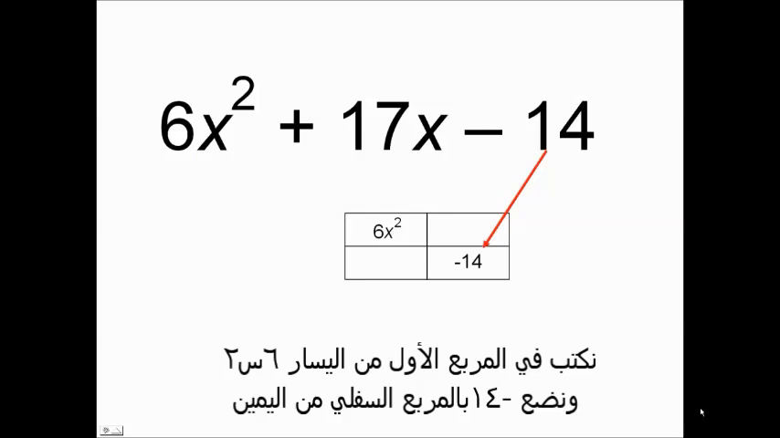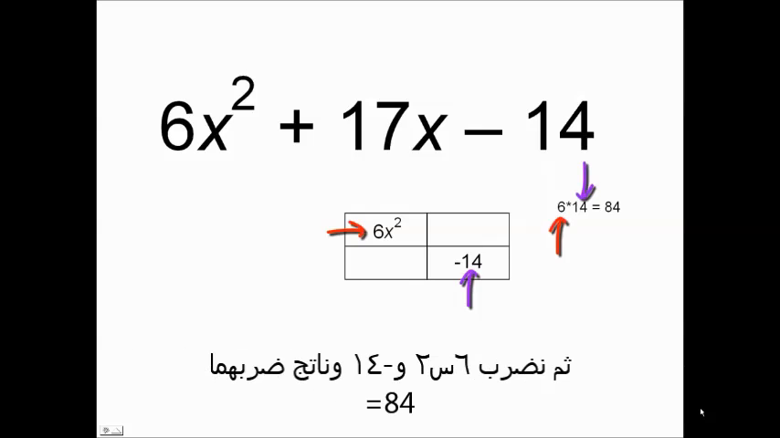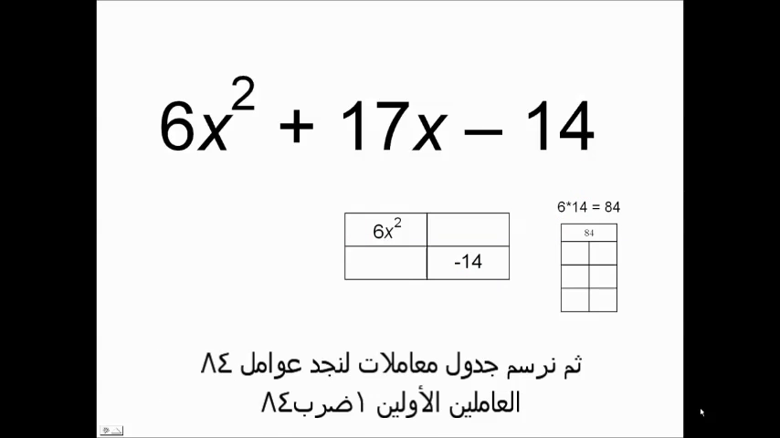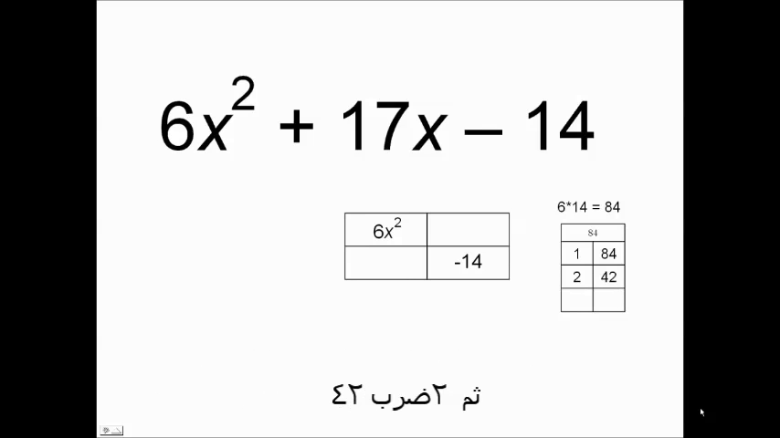We put the negative 14 in the second square. So next we take the 6 and the 14 and we multiply them together to get 84. So we make our little table and we start finding the factors of 84. 1 will go into 84, 84 times. 2 will go into 84, 42 times.